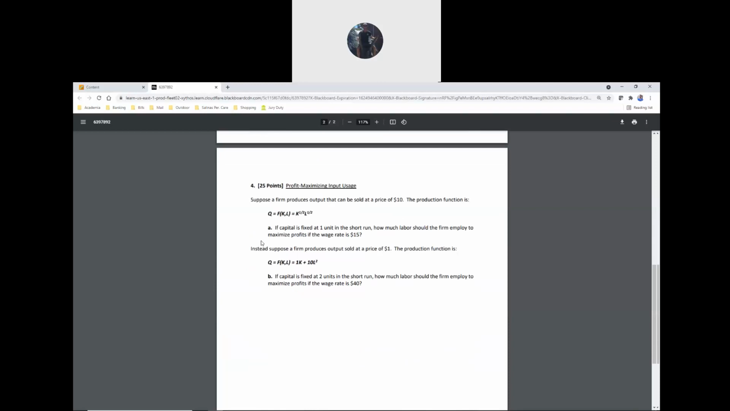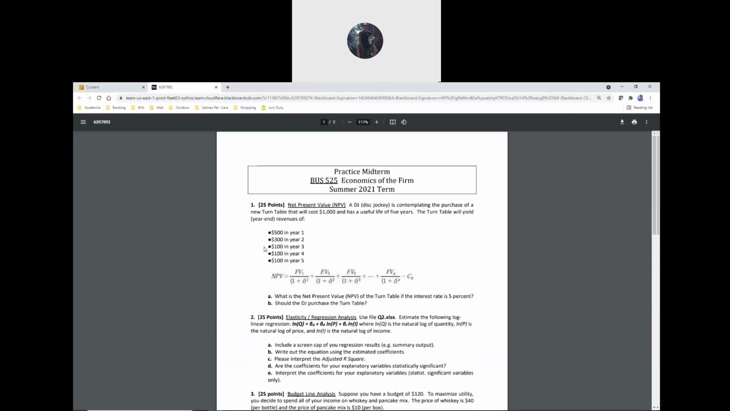And number 4, the last one, is from the chapter 5 homework where we'll decide the profit maximizing amount of labor given the production function and the rest of the information. So 4 questions similar to this. And let's go over these questions to prepare you for the actual exam.